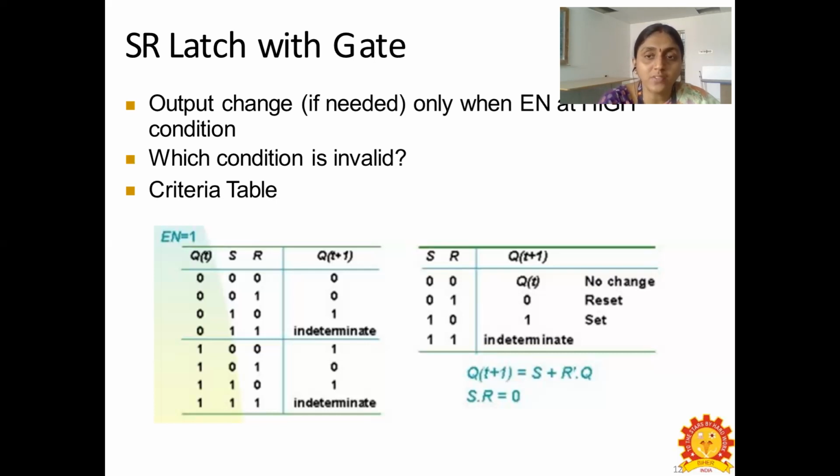And here you can derive the state equation for the next state, that is Q of t plus 1 equals S plus R dash into Q, the current state, with S dot R equal to 0. So this is the state equation for the current state table.